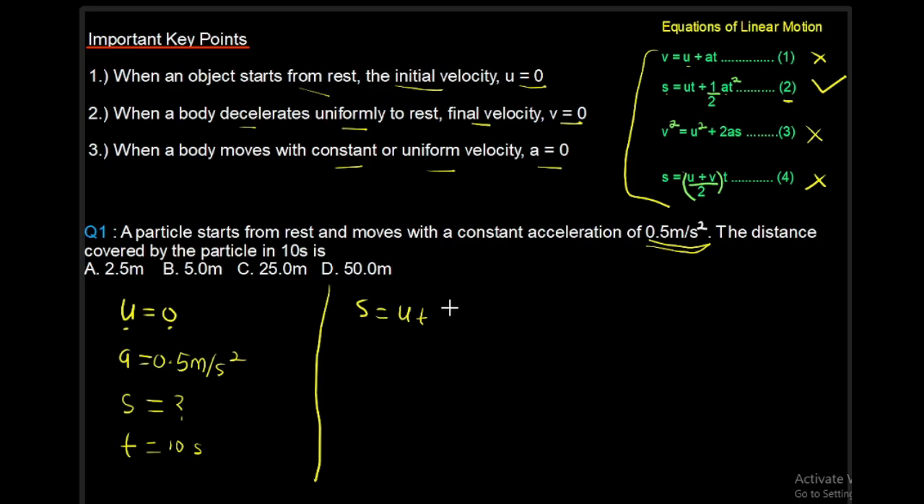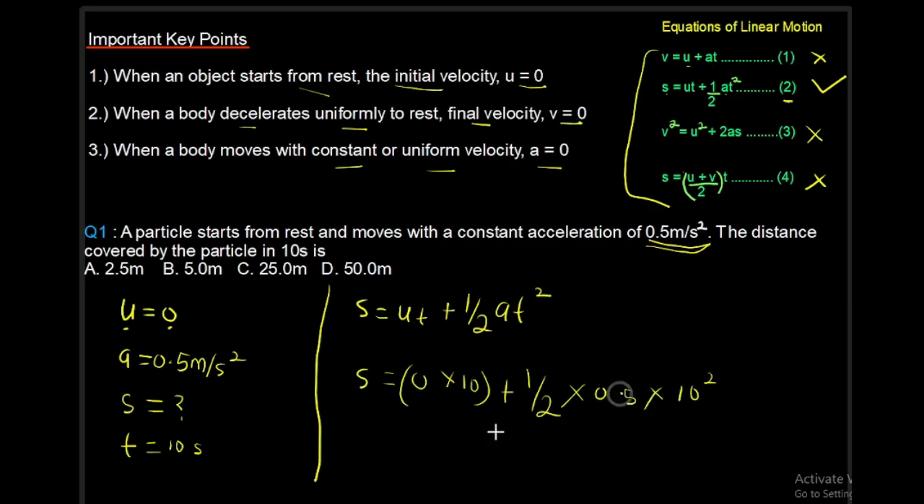S equals ut plus half at squared. Remember, we're looking for s, so s will be equal to u, which is 0, times t, which is 10, so we have 0 times 10 plus 1 over 2 times a, which is 0.5, times t squared, which is 10 squared. So that's going to give us the displacement: 0 times 10 gives us 0, so we have half times 0.5 times 10 squared, and that will give us 25 meters, which is option C.